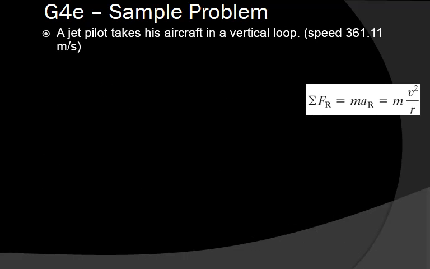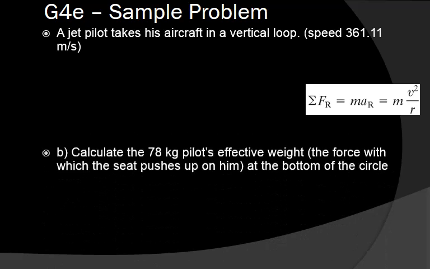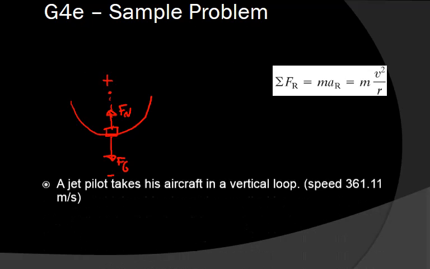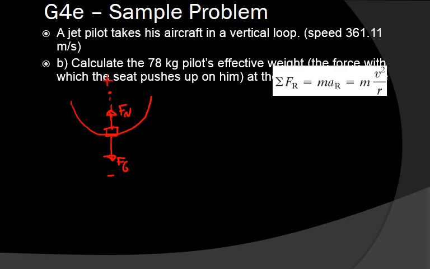Okay, so let's consider that aircraft in the vertical loop, where we want to find the pilot's effective weight. In other words, the normal force on the 78 kilogram pilot at the bottom of the loop. When we set up the free body diagram there, we have the normal force coming up and the force of gravity going down.